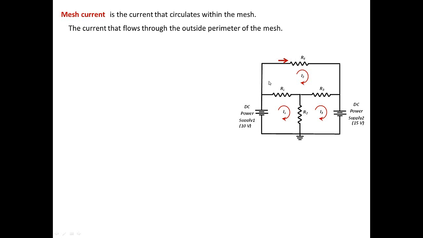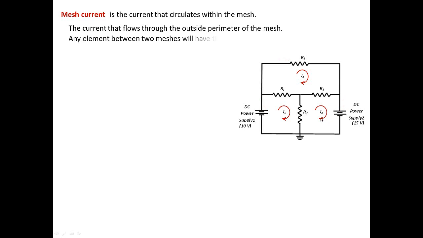So this is I2. For I1, it's going to be the current going through this power source, because the power source is on the outside perimeter. Finally, the current for I3 is going to be the current flowing through this power source over here, and it's going down because the arrow should be in the same direction as I3.